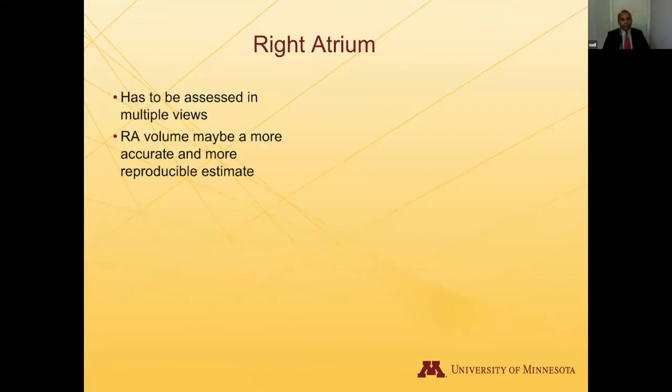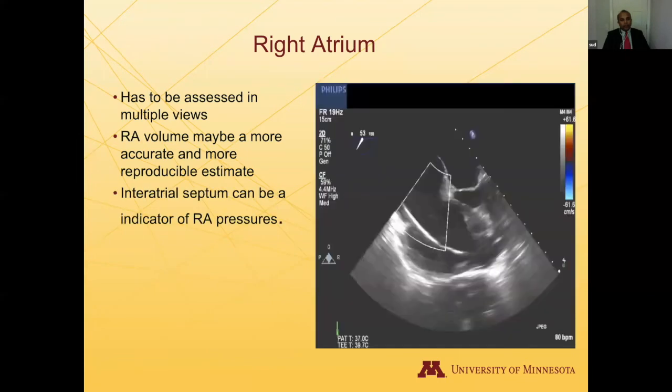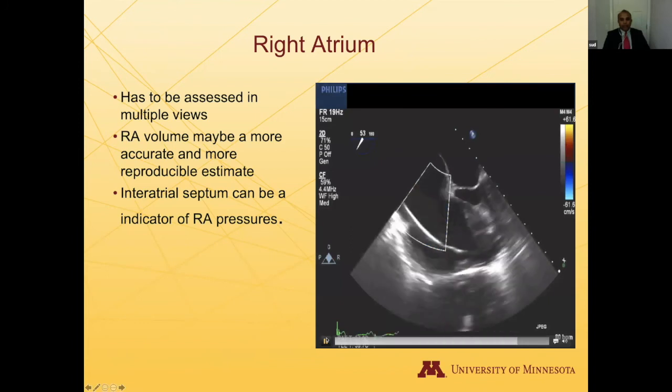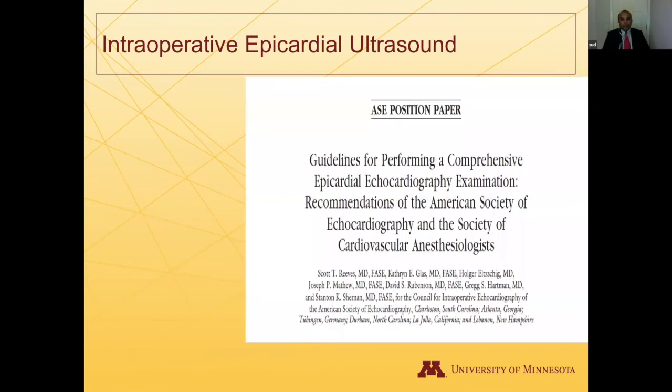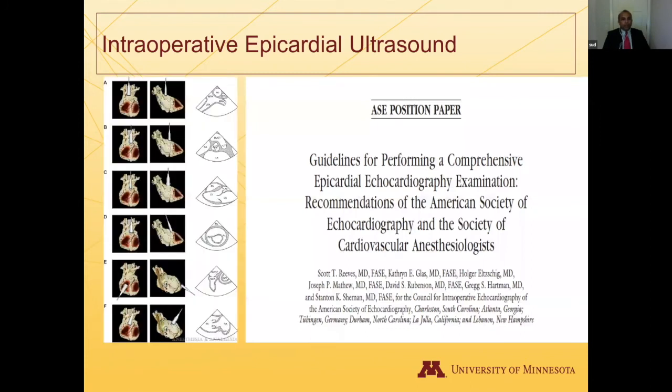The right atrium has to be assessed in multiple views. The interatrial septum can be used as an indicator of right atrial pressures. As you can see here, it's bowed over to the left side, which indicates that the pressure in the right atrium is much higher than on the left side. Intraoperative epicardial ultrasound can be a useful tool. There are a number of views where you can look at some of the right-sided structures, like the RVOT there, the RV there. That's the RV, the RVOT again, the RV here. You can also look at the main pulmonary artery along with its branches.